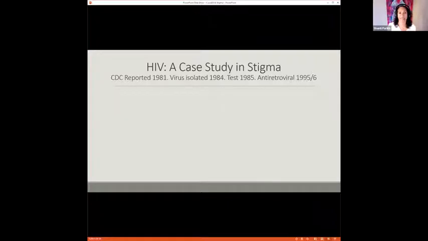I want to give a quick case study about HIV. As many of you know, HIV was first reported in 1981. It was around before that, but this is when it was first identified. The virus was isolated in 1984, so there was a 3-year window between the actual reporting and when it was isolated. The test wasn't developed until 85. So what I'm getting at is we had a real extended period of time for lots of stigma, lots of discrimination wrapped around bodies who were seen to be spreaders of HIV. Antiretrovirals, the medicine that prolongs living with HIV, didn't come around until 95, 96. So case study, here we go.